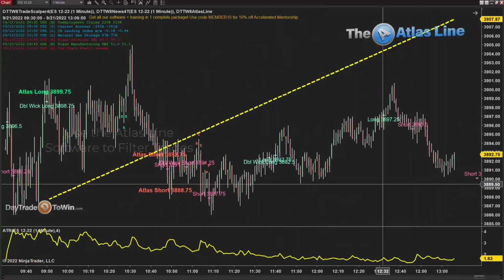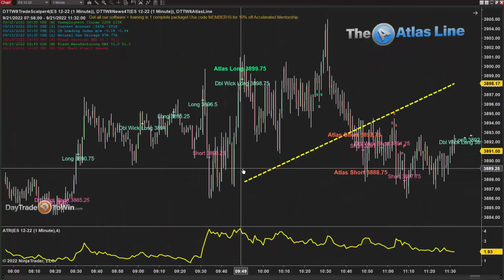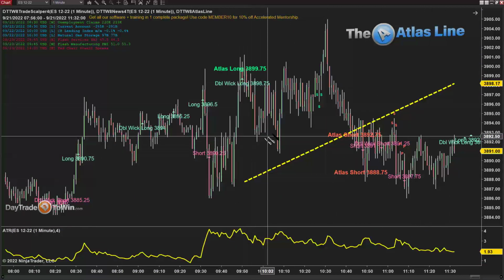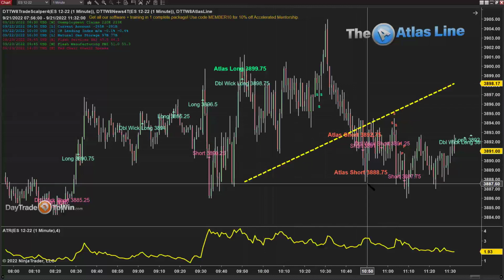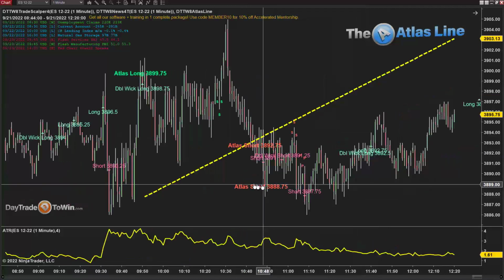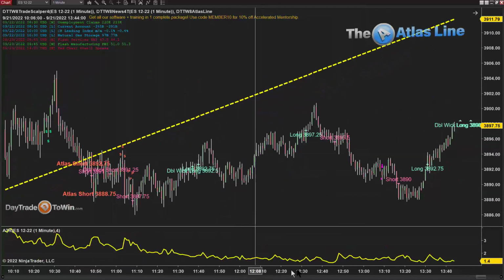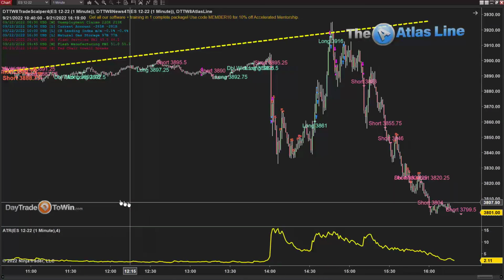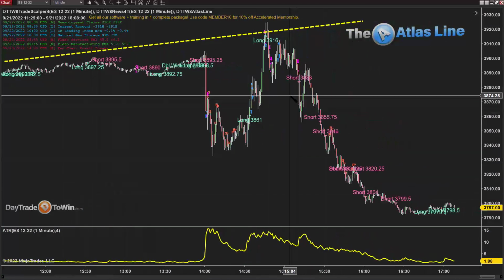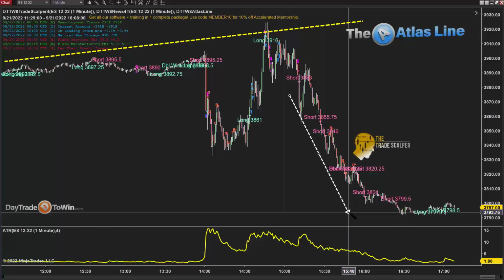Now in the morning, you can see here there were opportunities to be a buyer, and above the Atlas line we're going to be a buyer. But as soon as it crossed below the Atlas line, it was just sell after sell after sell, especially here when the market dropped dramatically. So let's find out what's going to happen tomorrow.